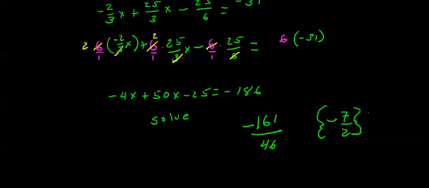Remember, find the least common denominator, and after you've found the least common denominator, multiply every term. Distribute first if possible, but multiply every term by that.